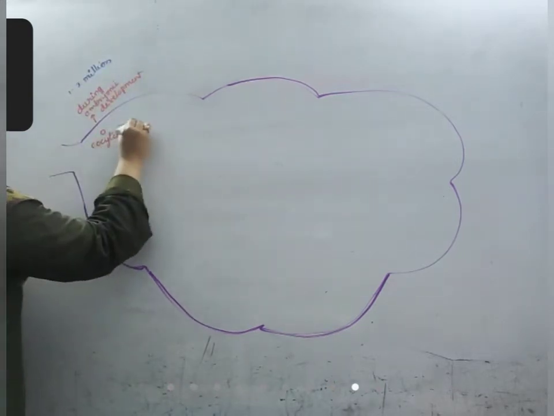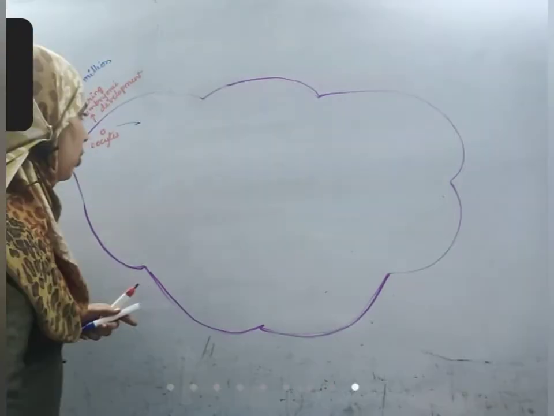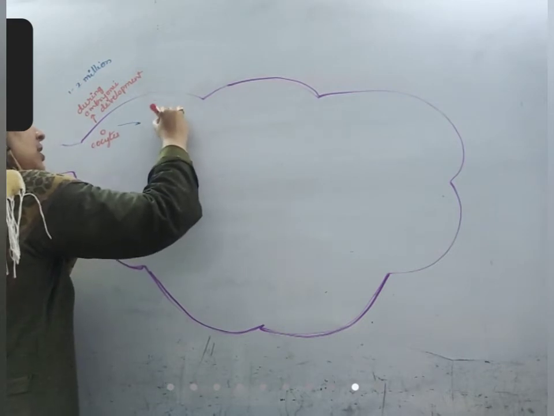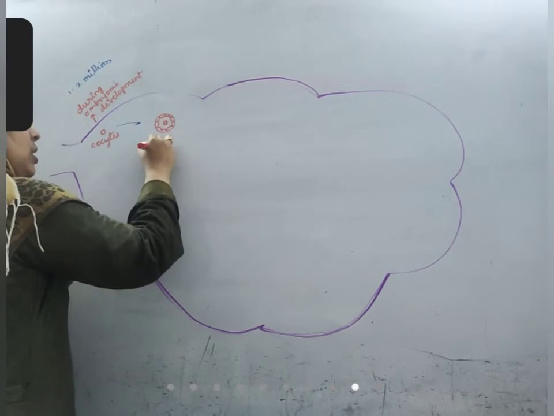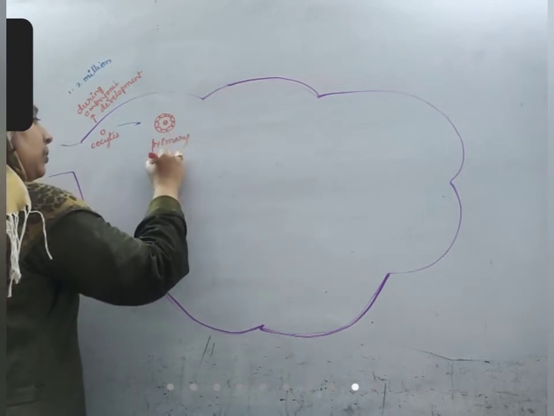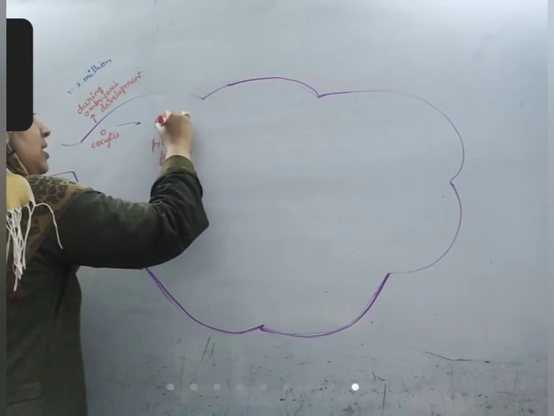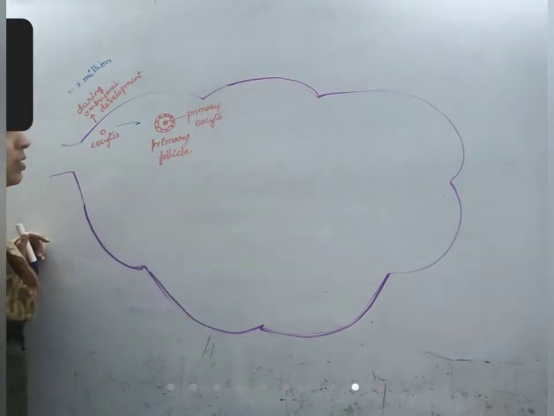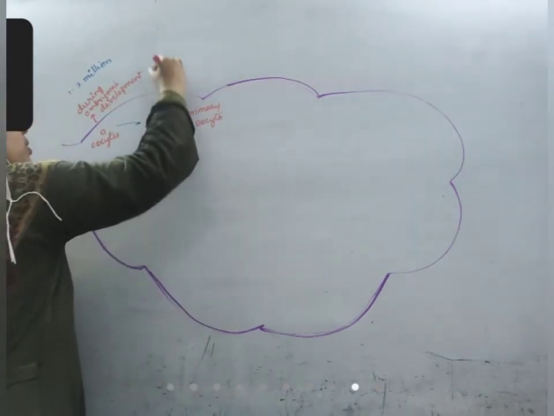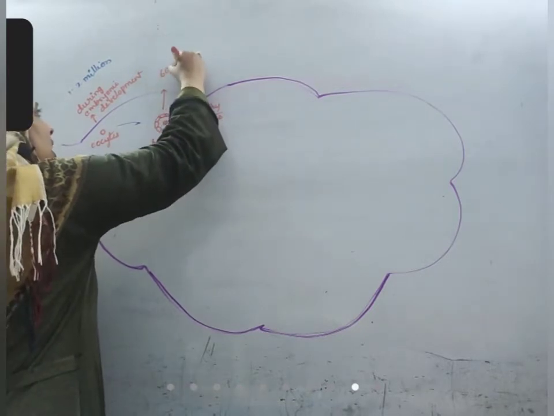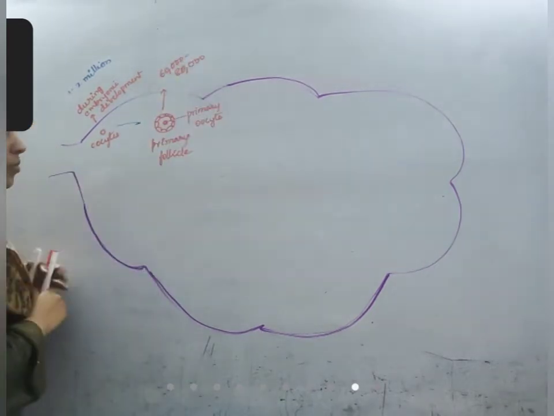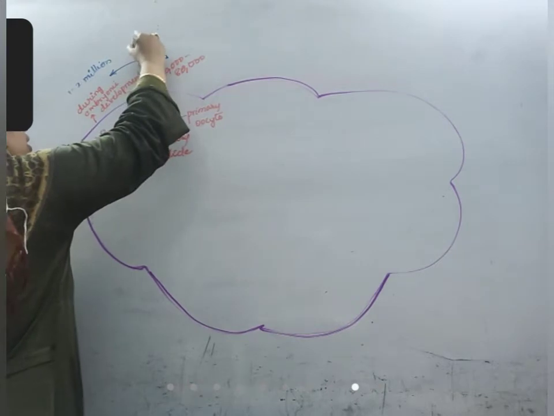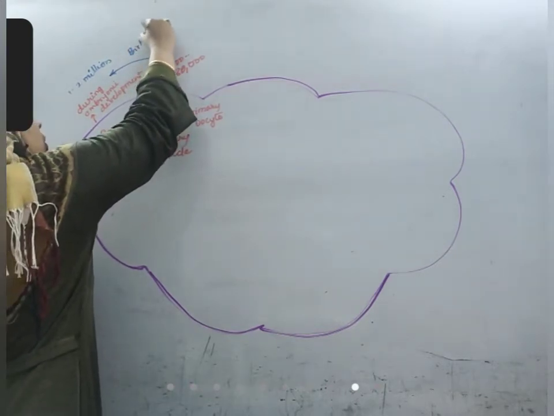After that, it converts into another structure called the primary follicle, and this is the primary oocyte. At this stage, how many are present? 60,000 to 80,000 are present. These steps from here to here take place from birth till puberty.